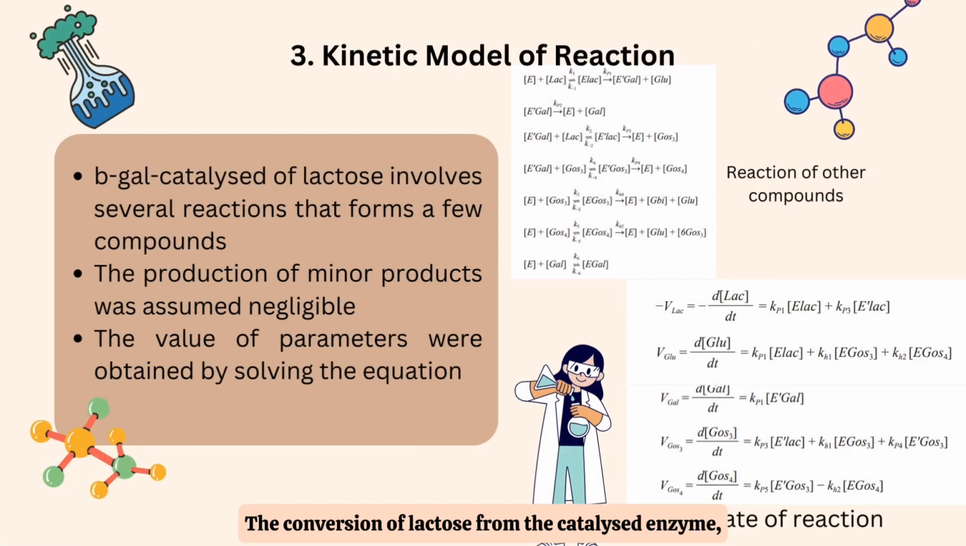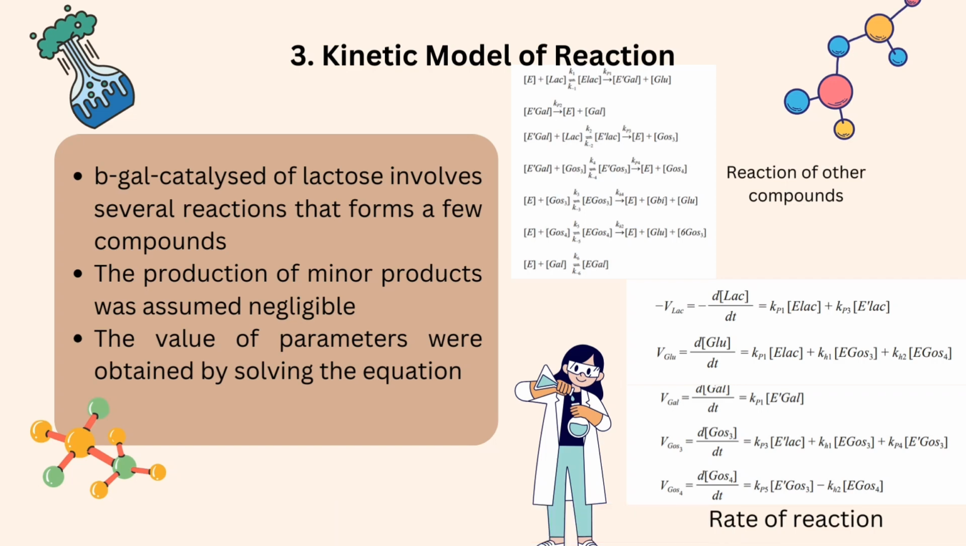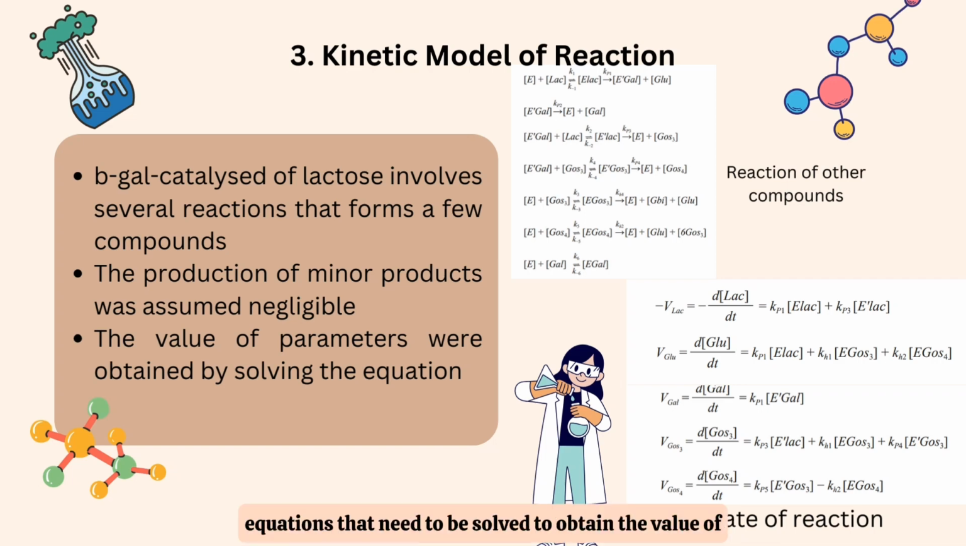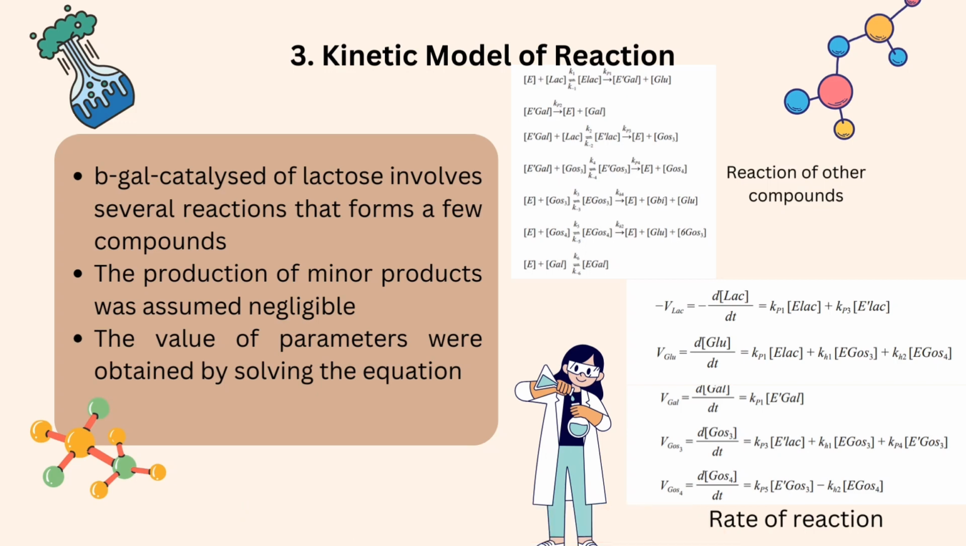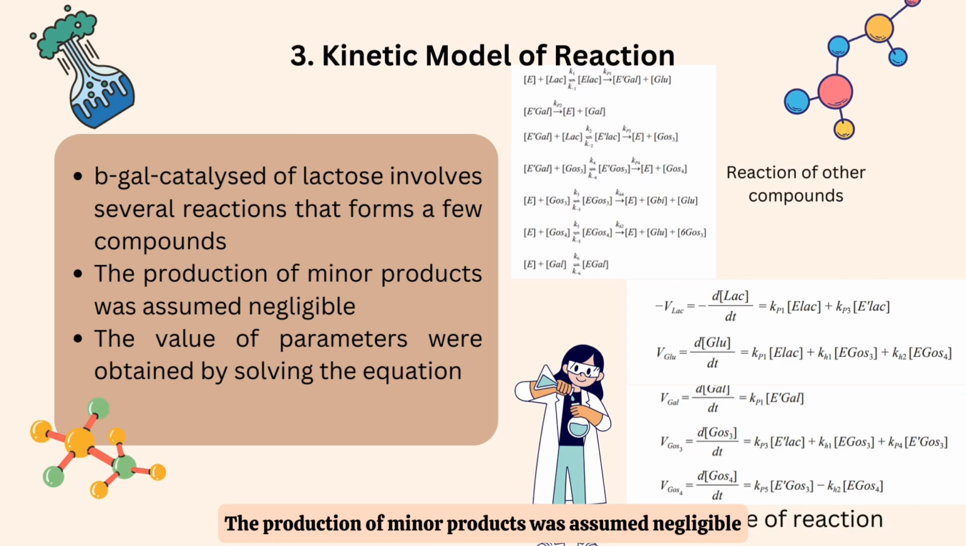The conversion of lactose by the catalyzed enzyme, beta-gal, needs to proceed with some other reactions that lead to the formation of a few compounds. There are a few equations that need to be solved to obtain the value of parameters by nonlinear regression of the equations with the experimental data. The production of minor products was assumed negligible.